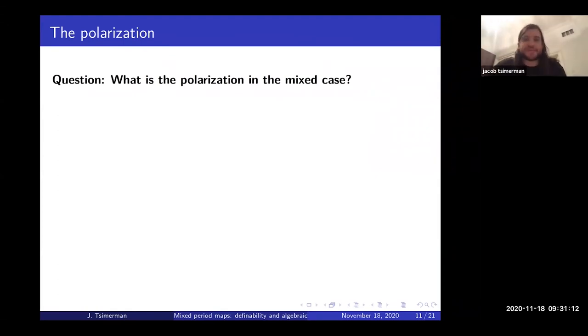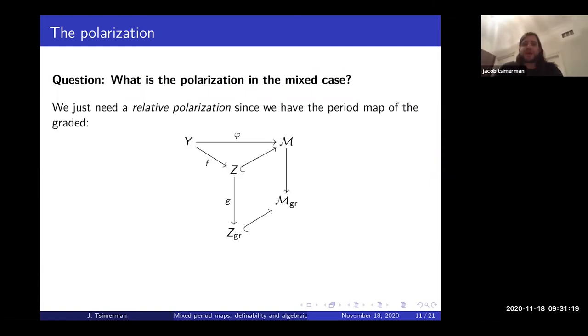Okay, so where does the polarization come from in the mixed case? We say the image is quasi-projective, and so we have to have some sort of line bundle. So the way we think about it is the following. The image under our map is some variety Z, I'm writing down here. You can break Z down by first looking at the graded image, so the image inside M sub GR, where you forget the extension data. We know that this is quasi-projective coming from the Griffiths bundle. And so all we have to do to get a bundle on Z is get a relatively ample bundle from the projection map from Z to its graded image Z graded. So really I have to give you a bundle on M over the graded moduli space.